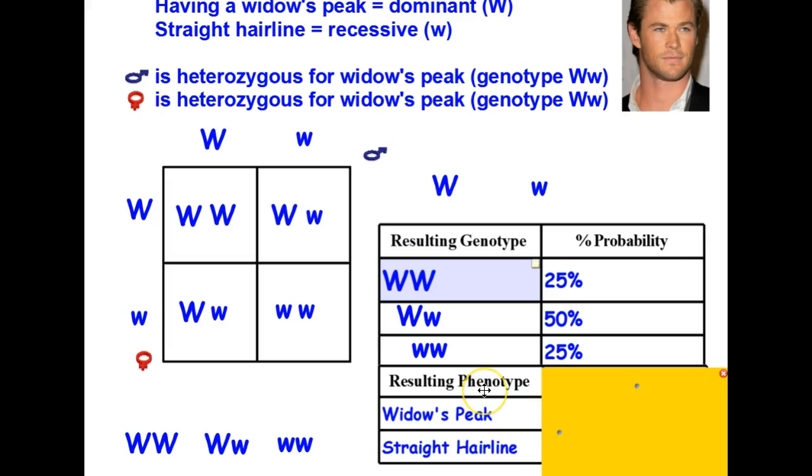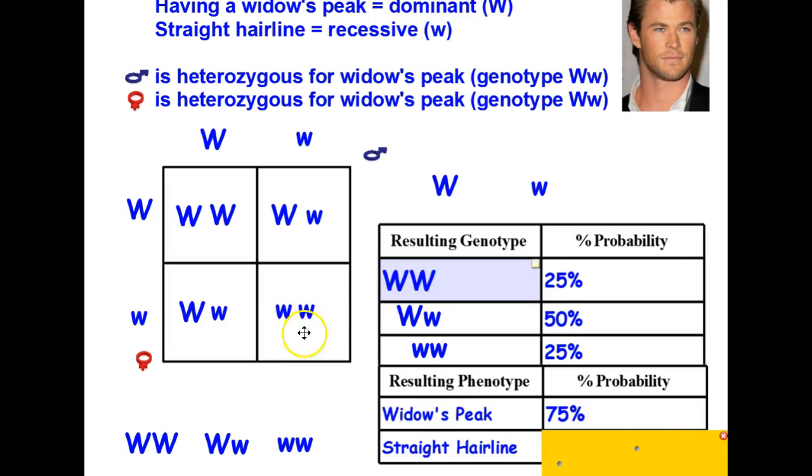What are the resulting phenotype percentages? Phenotype is the physical appearance. How many of our 4 would end up showing a widow's peak? Well, any that have a big W in them would show this trait. So that would be this one, and this one. So 3 out of 4 would show widow's peak, and therefore a 75% probability of showing widow's peak.